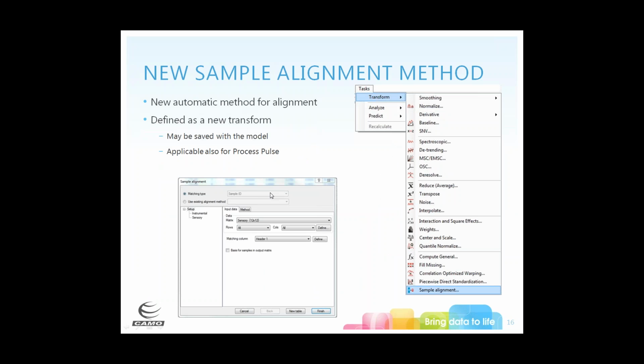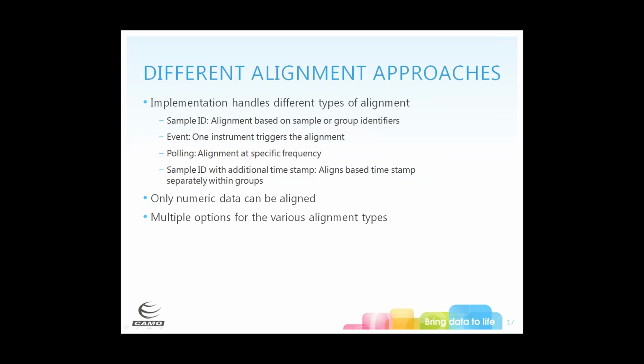So the dialog looks like this, and it's found under transforms. There are different options, which we call sample ID, event polling, and something called sample ID with additional timestamp. I will show you those just after this. Only numeric data can be aligned, so you should have that in mind. And there are multiple options for how to align these data as well.